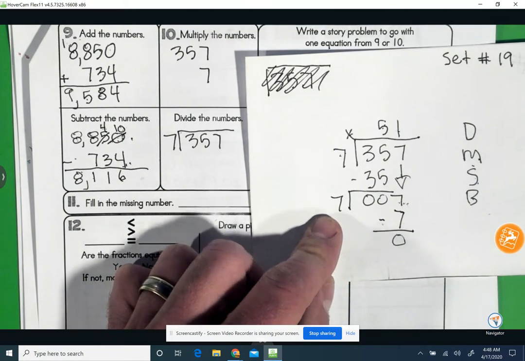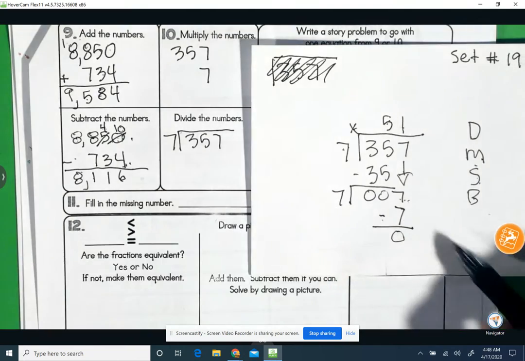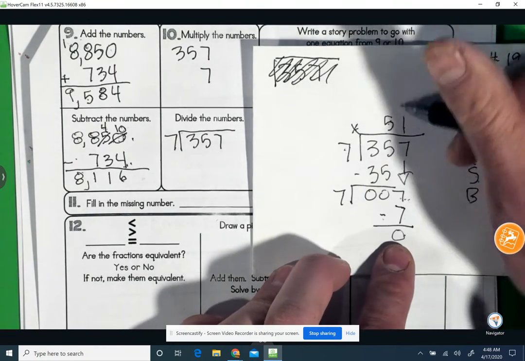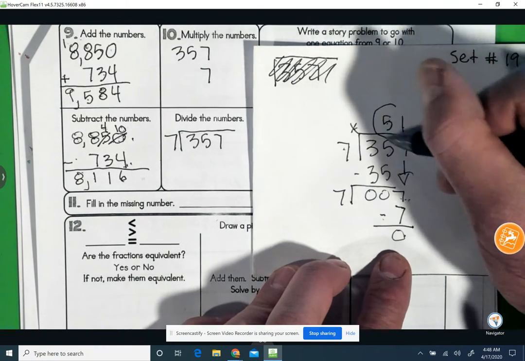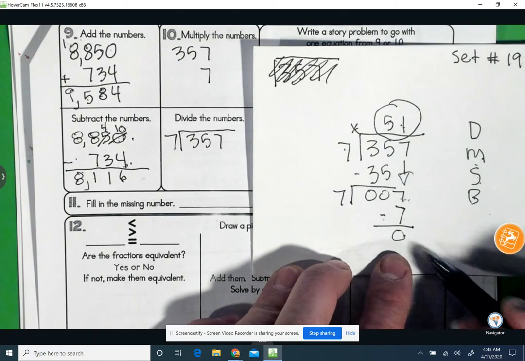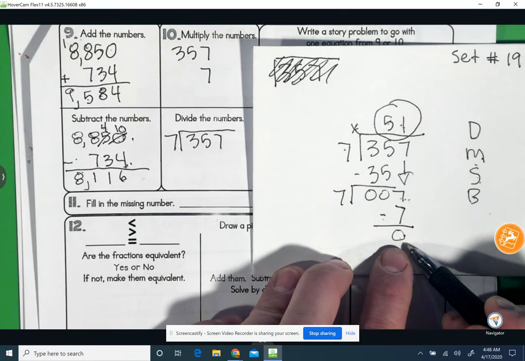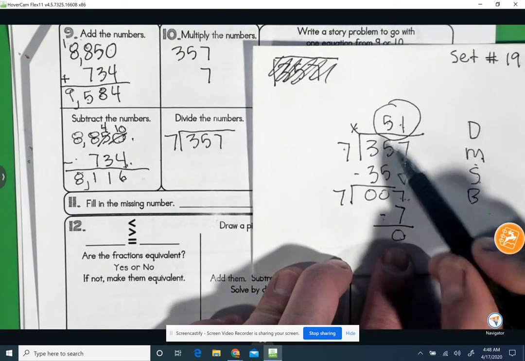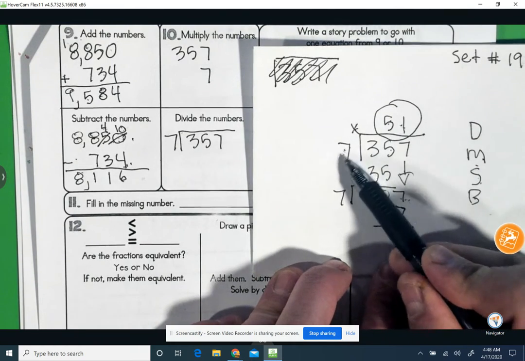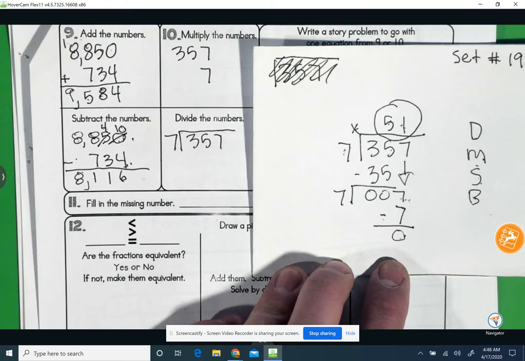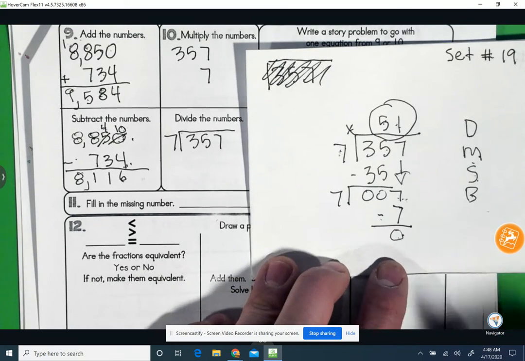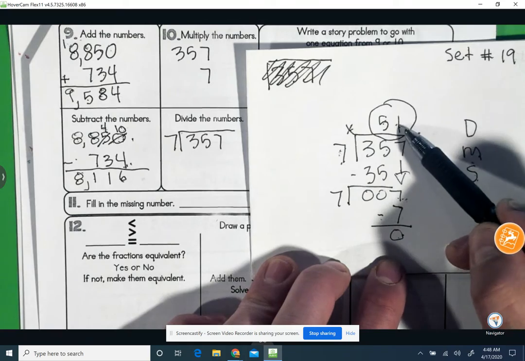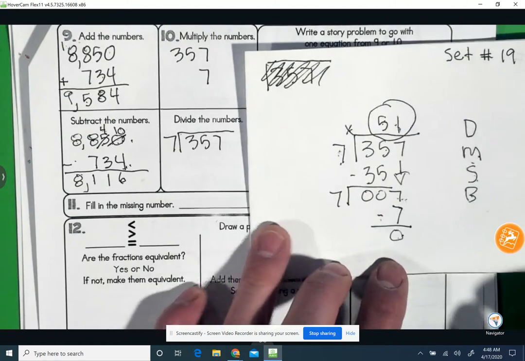There's nothing left to bring down. Remember, the answer here is not 0. The answer is here in 51. What you would get down here if it was not a 0 is what is remaining because your dividend would not have divided evenly into your divisor. So in this case, 357 divided by 7 gives us a quotient of 51.